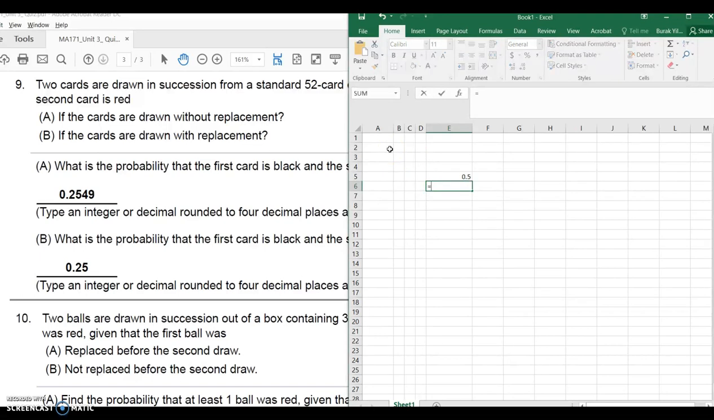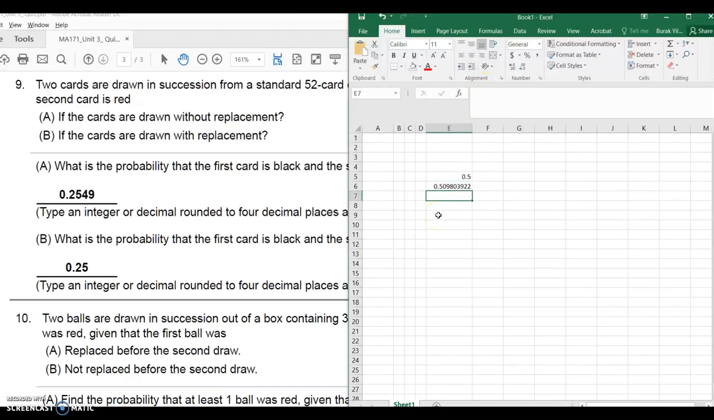So that's going to be again 26 over, because there are 26 red cards. But now there's not 52 cards, there's 51 left. Because you pulled a black card first, which means there were 25 black cards left. You still have 26 red. So that makes the total cards 51 instead of 52, because you're not replacing the cards. So this is the probability of pulling the second card red. And that's actually 26 over 51.